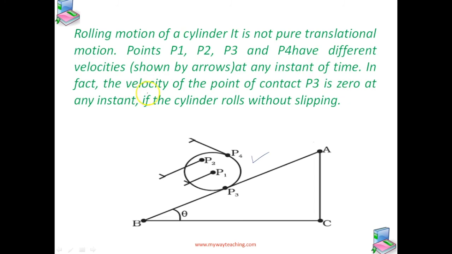In fact, the velocity of the point of contact P3 is 0 at any instant if the cylinder rolls without slipping. See, at one particular instant of time, the velocity of this particle P3 is 0, whereas the velocity of P1 and P2 is not 0. So all the particles do not have the same velocity at any instant of time. So this is not pure translational motion.